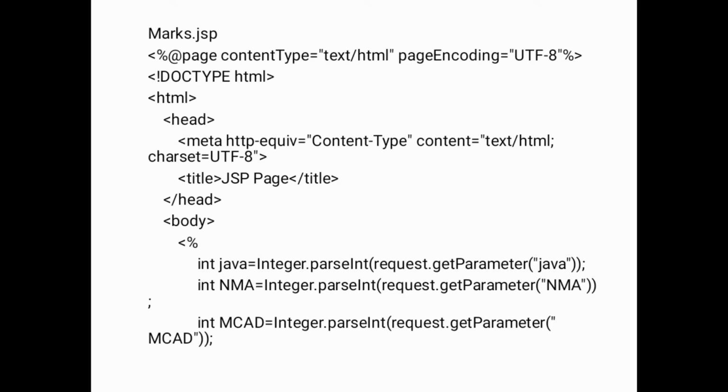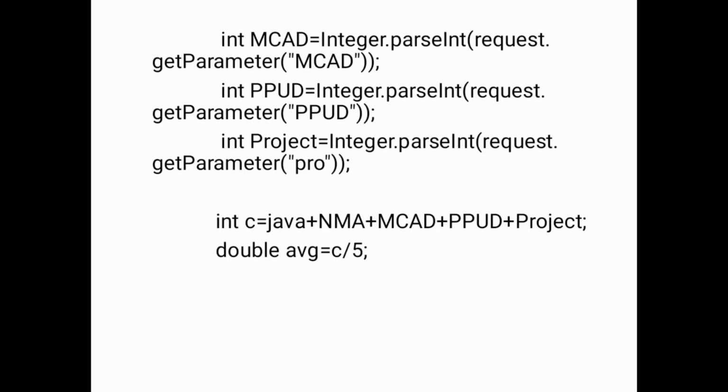The second file is marks.jsp. Here we are declaring the document type and then the head portion. In the body portion, we are getting the input from the user using the method called getParameter. The subjects are Java, NMA, MC, AD, PPUD, and then project.